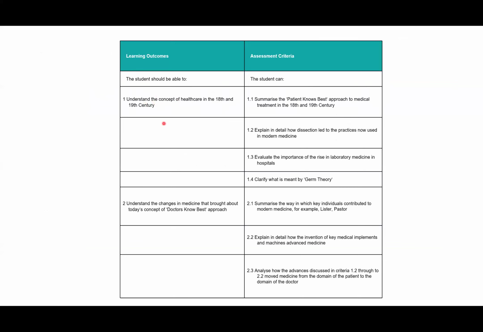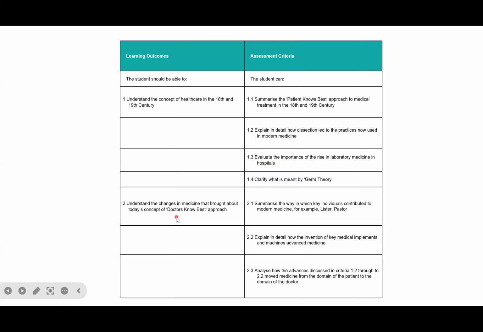So we attempted to make you understand the concept of healthcare in the 18th and the 19th century, in which you should now be able to summarize the patient knows best approach to medical treatment in the 18th and the 19th century. 1.2 for LO1 asks you to explain in detail how dissection led to the practices now in modern medicine. 1.3 is to evaluate the importance of the rise of laboratory medicine in hospitals, and 1.4 clarifies what is meant by the germ theory. That's learning outcome 1.